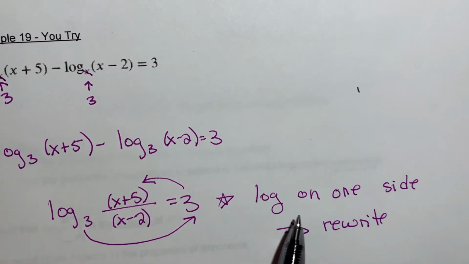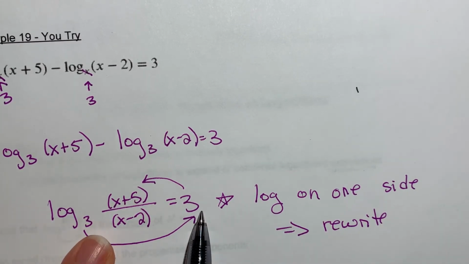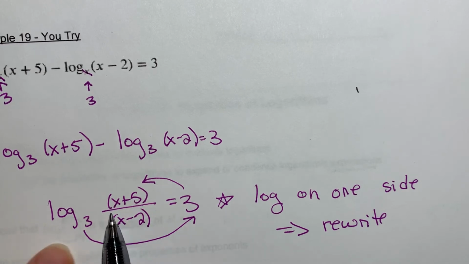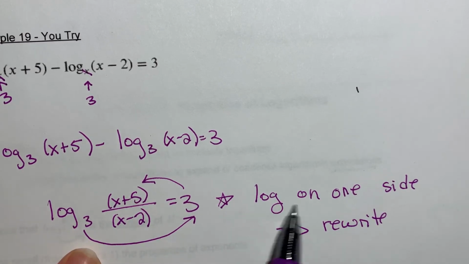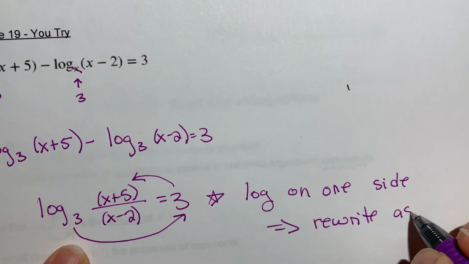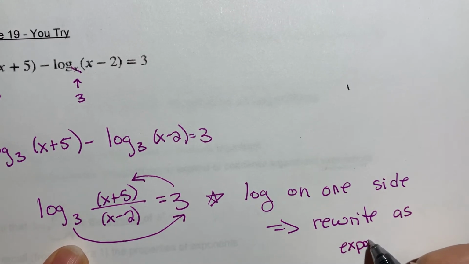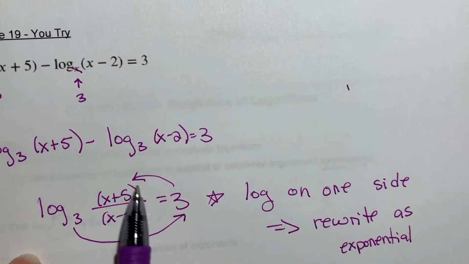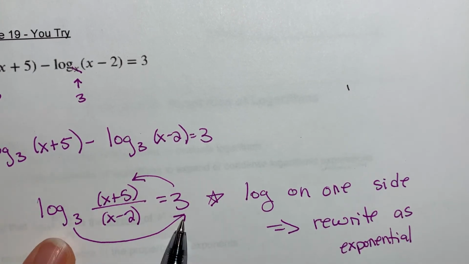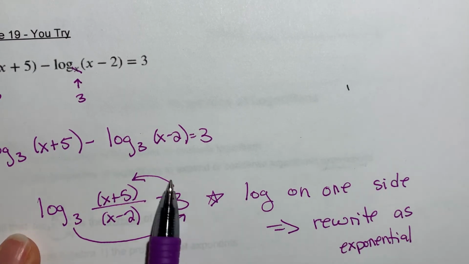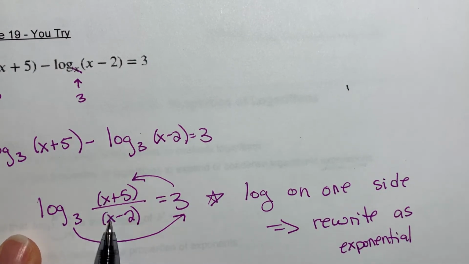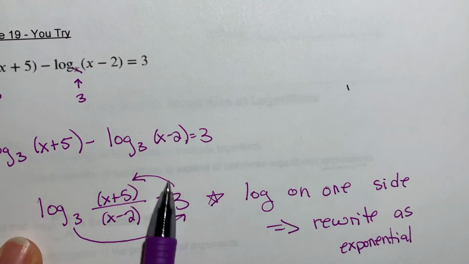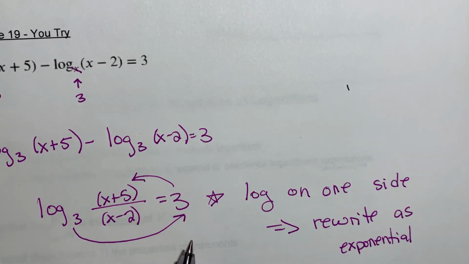The reason I wanted to give you a hint on this one is you have to be careful. This isn't a log on both sides. This is a log on one side and a number on the other. So these are the ones where we rewrite them as an exponential. That's why I have the arrows. So the process for solving these, log on one side, number on the other, is to rewrite it as an exponential. Remember, the x's are trapped inside the log. The way we get them out is to rewrite it as an exponential. So pause this video and see if you can finish this problem.